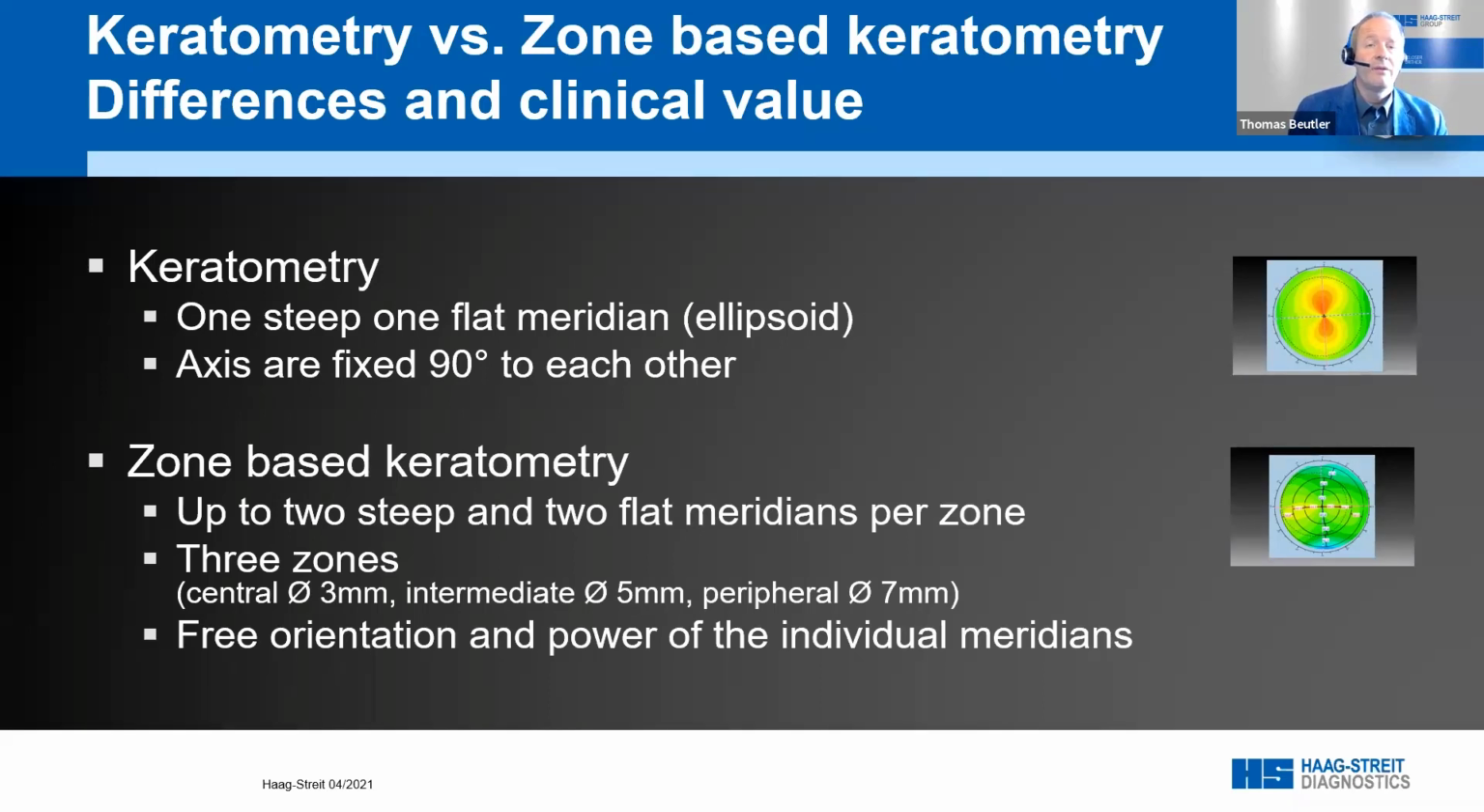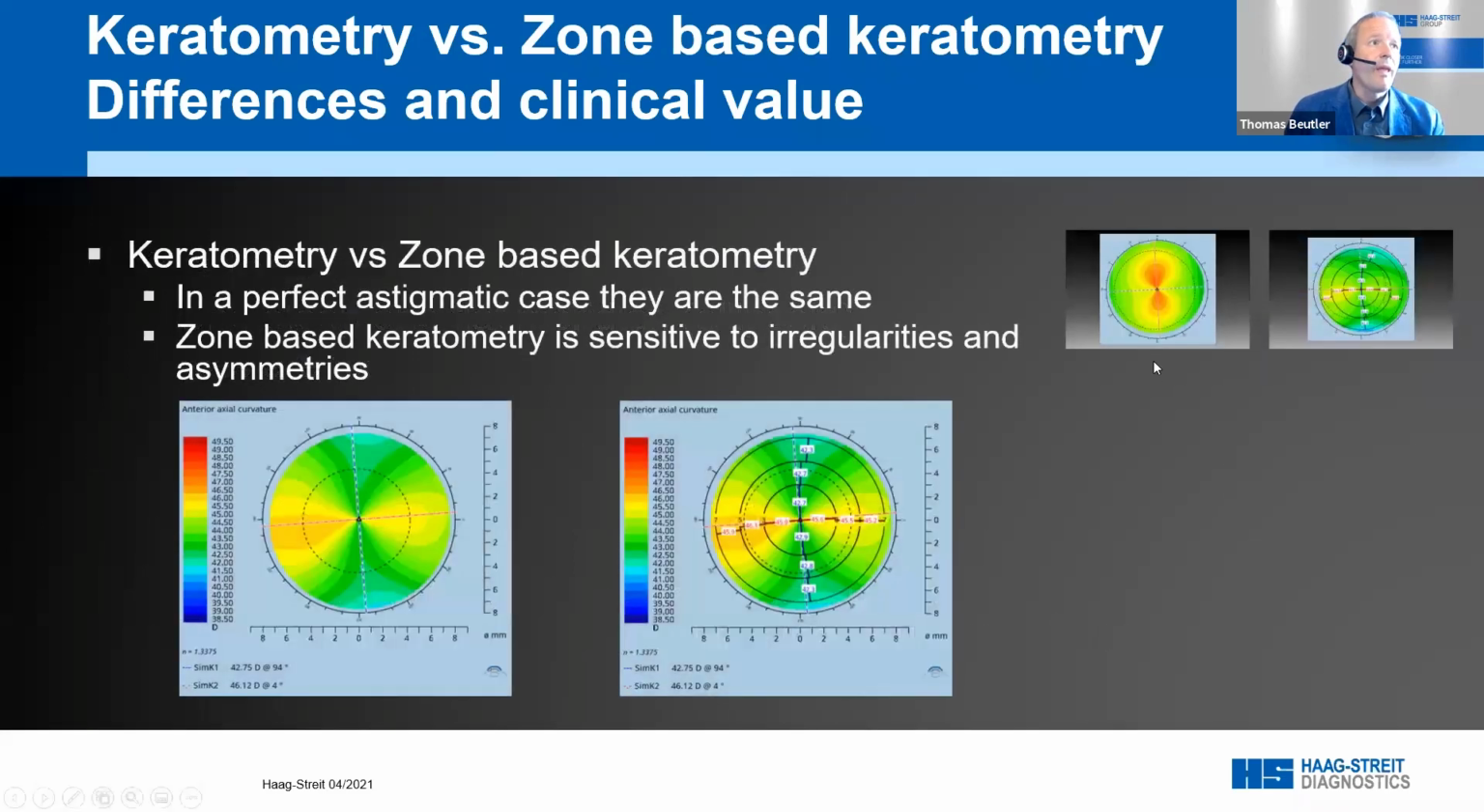But as we can see now in some examples, it's very valuable to see asymmetries and also irregularities. So here we have an almost perfect astigmatism. We have a bow tie. It's an against the rule astigmatism. As we can see, it's almost 0 degrees for the steep axis. And we see on the left side the simulated keratometry. And on the right-hand side, we see the zone-based keratometry.